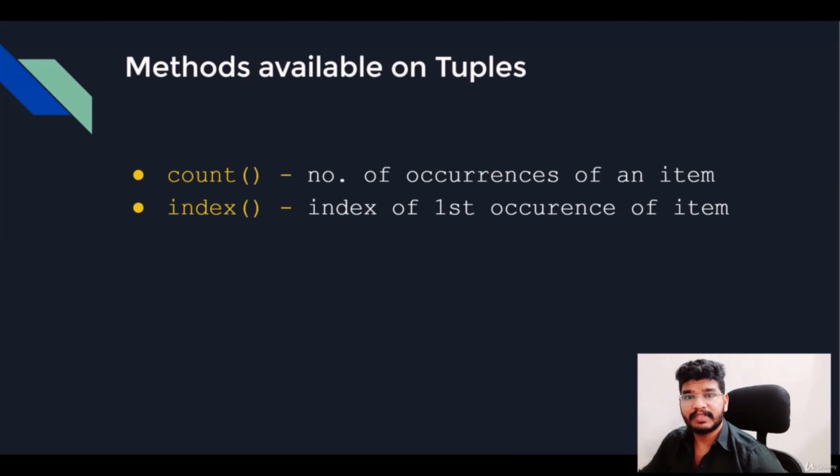The main difference why we use tuples is that they are immutable. So that's why the functionalities, like some operations, are limited. If I see in list, there are so many other operations, like we can sort a list, we can reverse a list. But those things we cannot do in a tuple because they are immutable. So we have these few functions like count and index. We'll see an example of this.